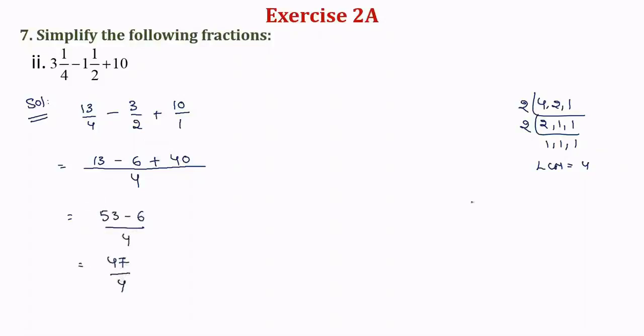Now it is the improper fraction. You can convert into the mixed fraction. 4 1s are 4. Here also 4 1s are 4. This is 11 3 by 4. So next.